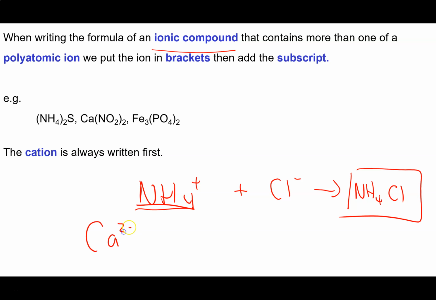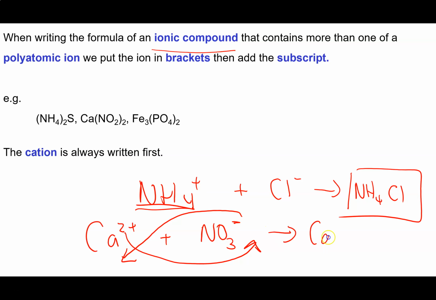If I had something like this, I would need to do crossover, and that's telling me that I'm going to need 2 nitrates for every 1 calcium. But the secret here is that when we have multiple of a polyatomic ion, we put it in parentheses, and then we put the multiplier outside the parentheses.